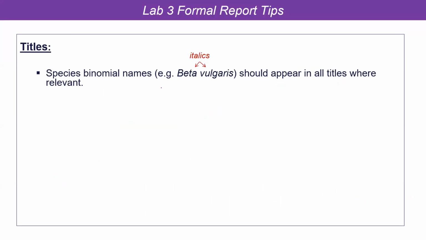Next, we want to take a look at the title of the experiment. This is worth 2 marks. Make sure that your title has the binomial name. So there's the binomial name of the beetroot, Beta vulgaris. Make sure that's in italics because that's the proper way to write scientific names for organisms.